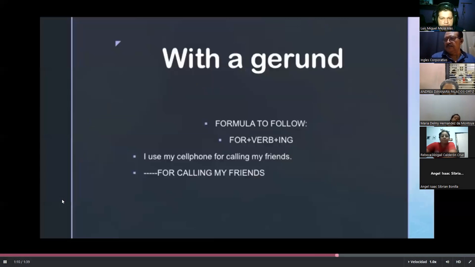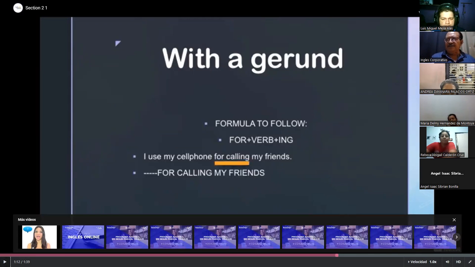Example, I use my cell phone for calling my friend. Okay, so this is with a gerund: I use my cell phone for calling. I use my cell phone for sending emails. I use my cell phone for making calls. I use my cell phone for checking my social networks. I use my cell phone for my business. In which one you are going to use a noun, you don't use the verb, okay?